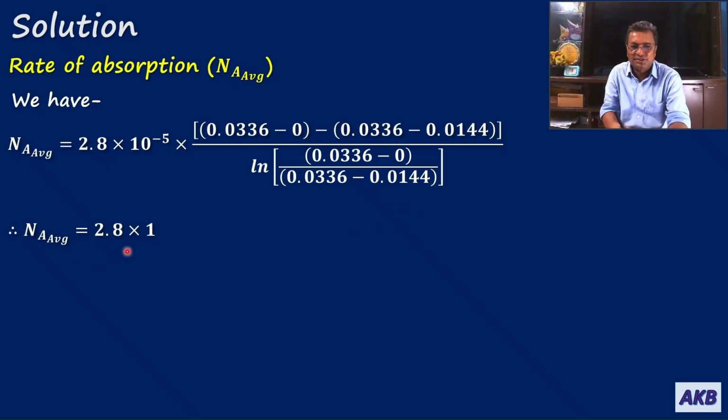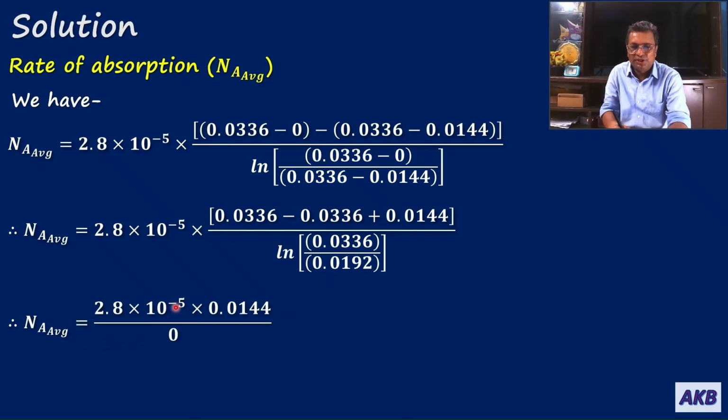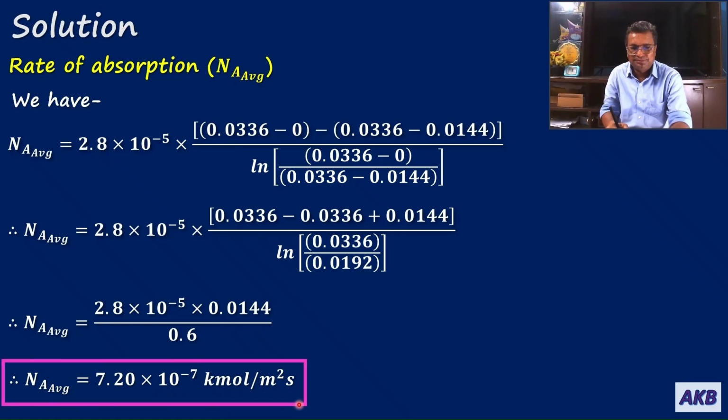So NA average is equal to 2.8 into 10 to the power minus 5. If you simplify it, it will be 0.0336 minus 0.0336 plus 0.0144 divided by ln of 0.0336 divided by 0.0192. So NA average is 2.8 into 10 to the power minus 5 into 0.0144 divided by 0.6. This is 0.6. So NA average comes out to be 7.2 into 10 to the power minus 7 kilomole per meter square per second. So this is how we get NA average.